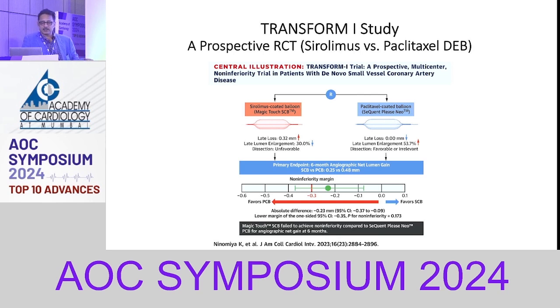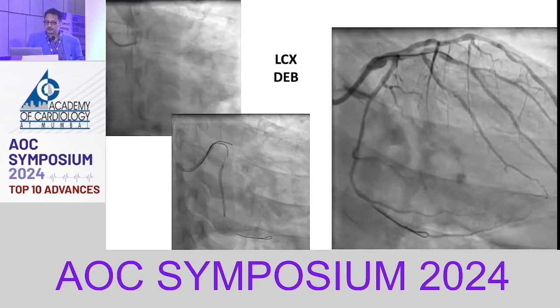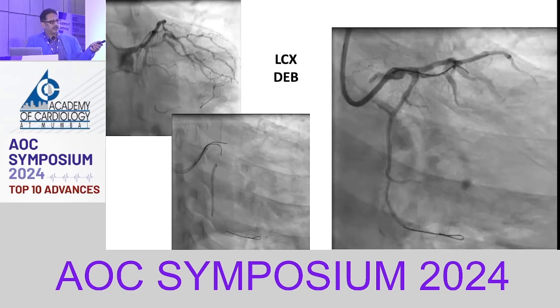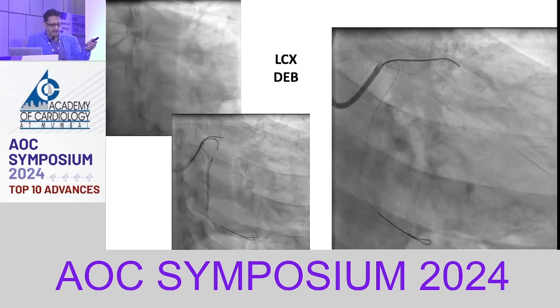The latest, the TRANSFORM trial at the last EBC meeting, showed a very clear-cut positive impact of the paclitaxel-coated SeQuent Please balloon versus Magic Touch. After this trial, B. Braun itself has got a sirolimus-coated balloon. So the next trial which is possibly going to be there is the TRANSFORM 2 trial, which will give us the answer, because there is going to be a head-to-head comparison of the paclitaxel versus the sirolimus-coated balloon from the same company.